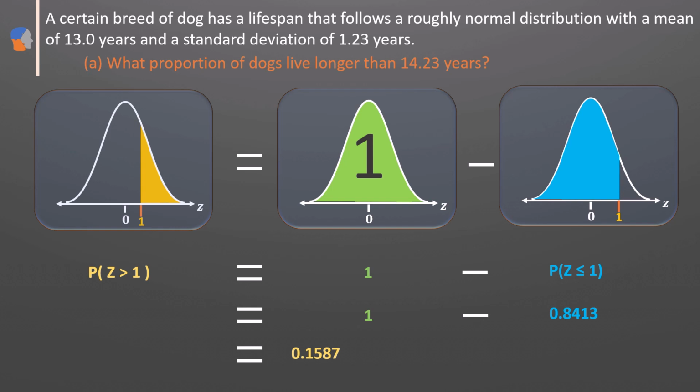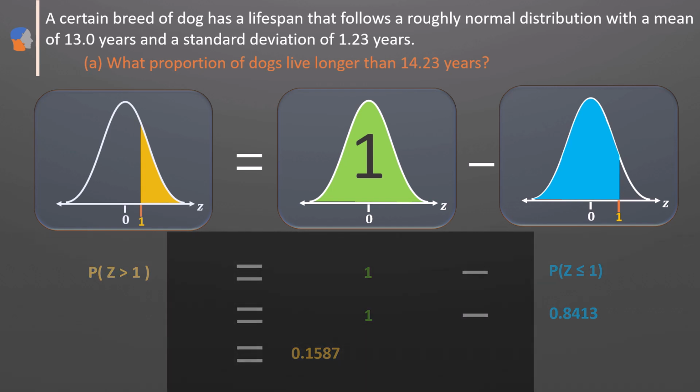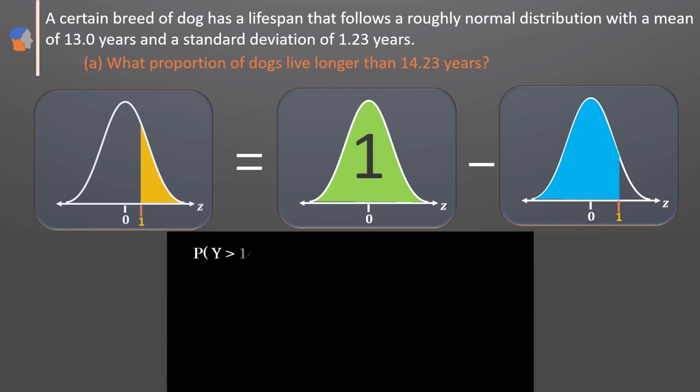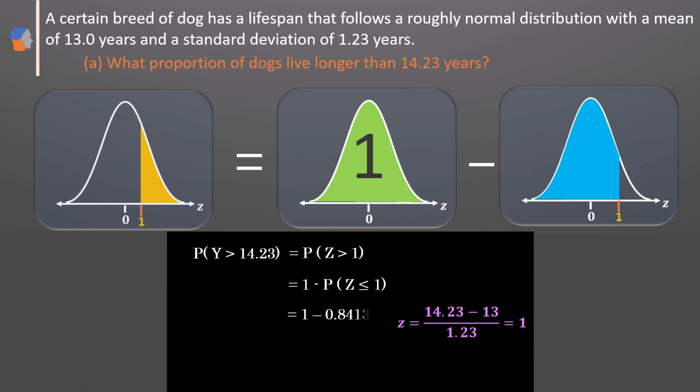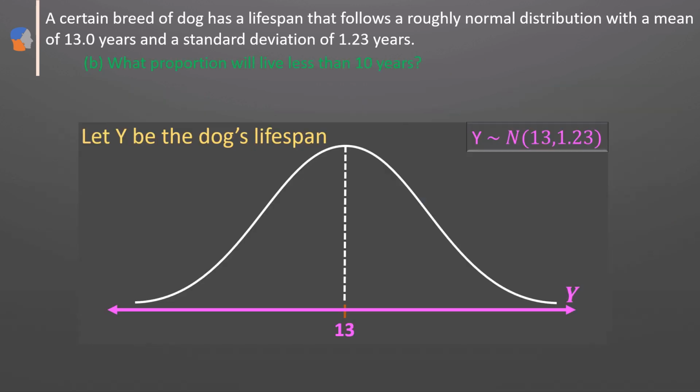Without curves, you can do this one like this. Probability y greater than 14.23, convert to the z, then write down 1 minus probability z less than or equal to 1, go to the table, find the probability, subtract from 1. Answer is 0.1587. Now part B. What proportion will live less than 10 years?